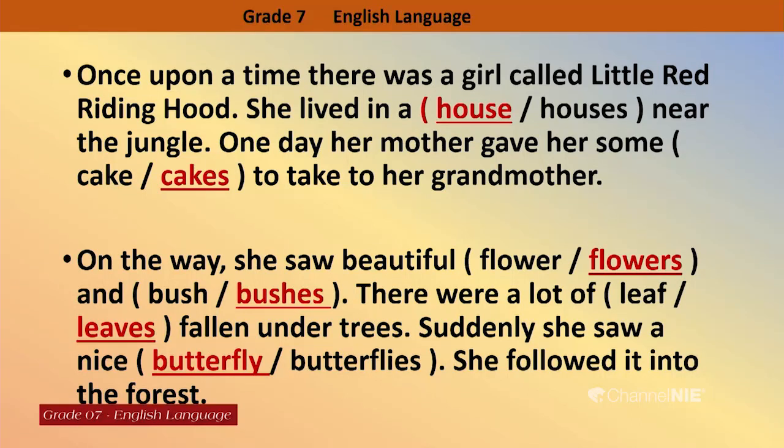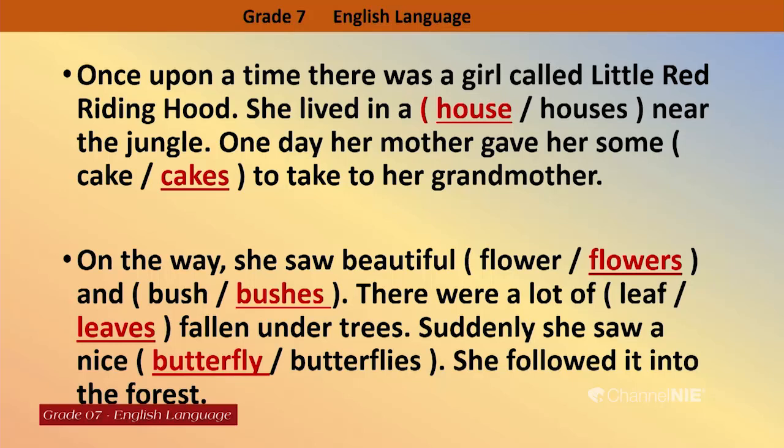Once upon a time, there was a girl called Little Red Riding Hood. You also can read this with me. So, you will open your mouth and speak out the words. Let's start from the beginning. Once upon a time, there was a girl called Little Red Riding Hood. She lived in a house. It is the singular form. A house. We live in a house near the jungle.